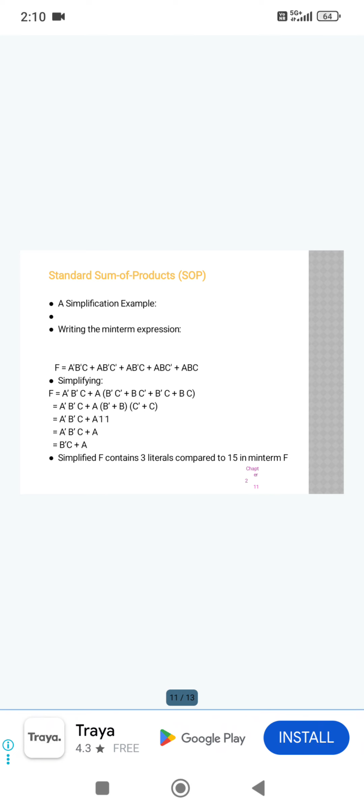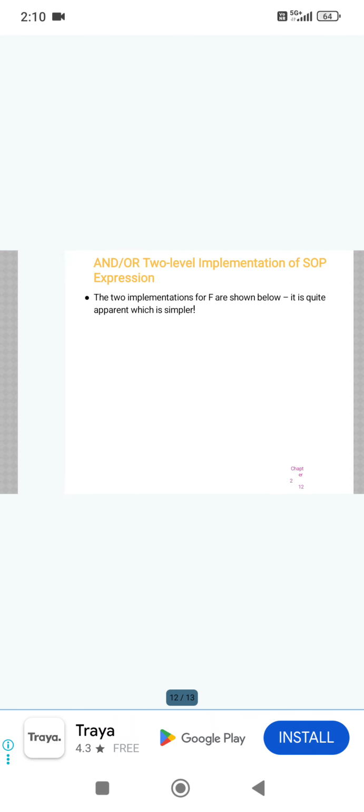So finally we are taking a bar b bar c plus a. That means a bar plus a is denoted as a. That's why we are taking only a. So for 3 literals it is having 8 possibilities. For 4 variables we are having 16 possibilities. So next one is AND-OR 2 level implementation of SOP expressions.